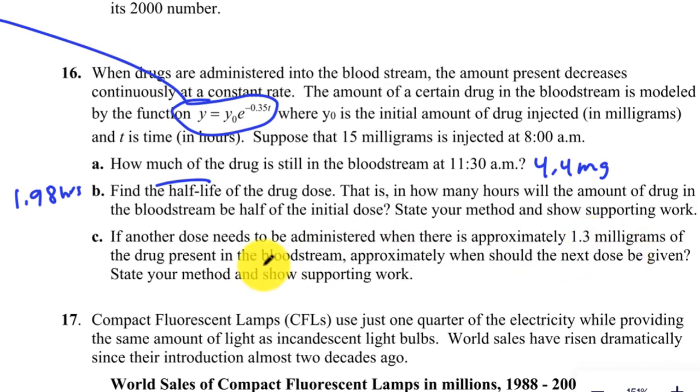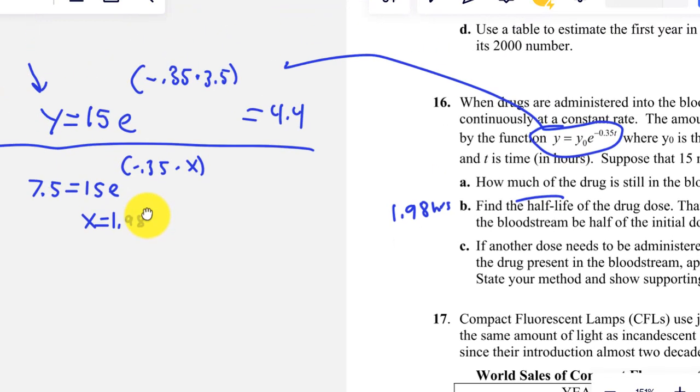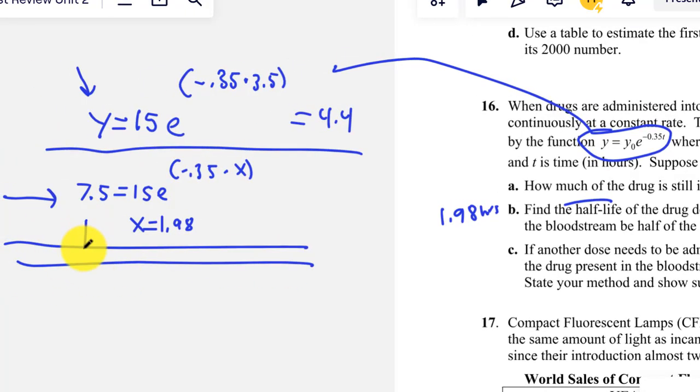And then letter C says if another dose needs to be administered when there is approximately 1.3 milligrams of the drug present, when should the next dose be given? So again, you're going to replace the y now with 1.3 instead of half. This was for the half-life, 7.5, but now we're saying, what if instead of 7.5, it's 1.3? Everything else stays the same, 0.35 times x.